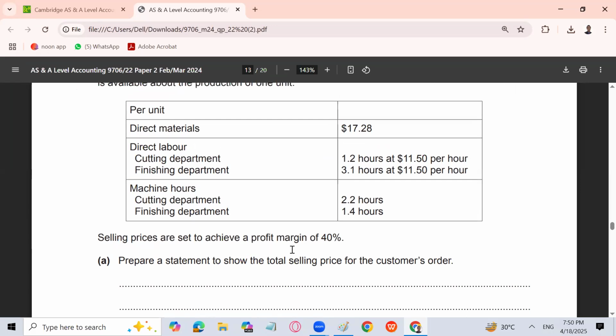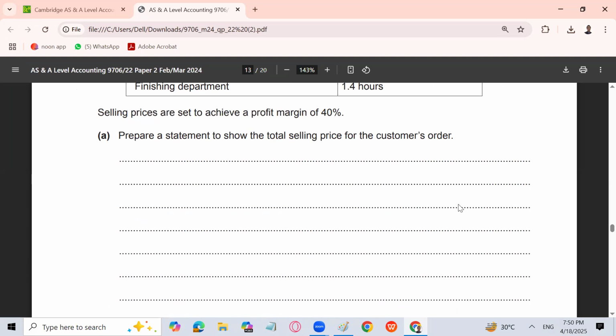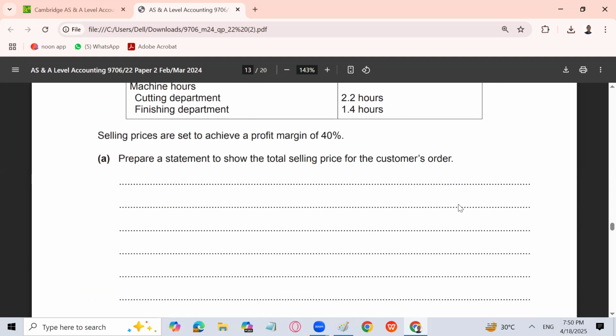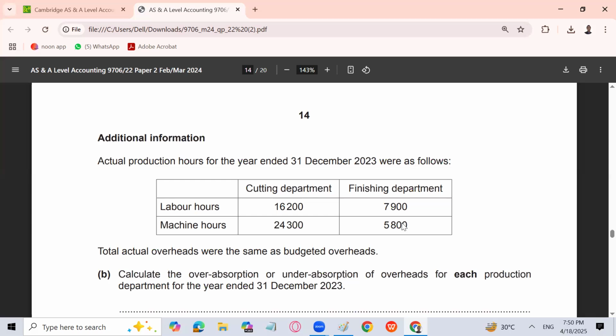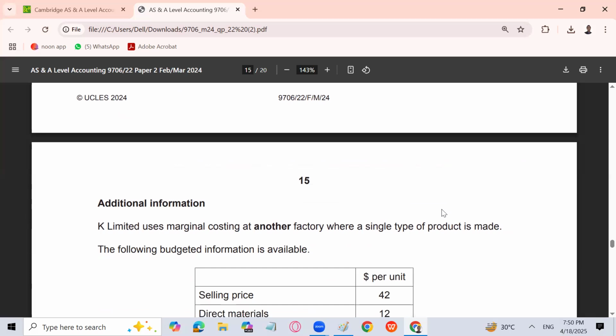Selling prices are set to achieve a profit margin of 40%. Prepare a statement to show the total selling price for the customer order. Remember, he's asking us to prepare the total selling price, not the per unit selling price. Then actual production hours are also given, labor hours and machine hours. Total actual overheads were the same as budgeted overheads. Calculate the over or under absorption for each production department for the year ended 31st December 2023.